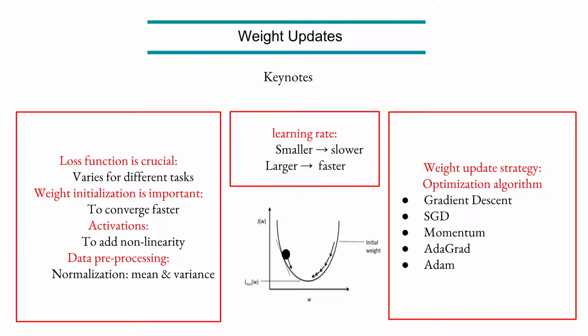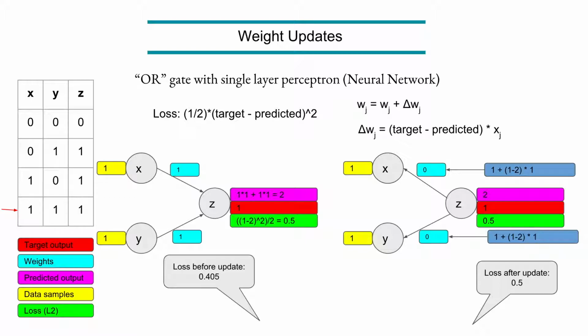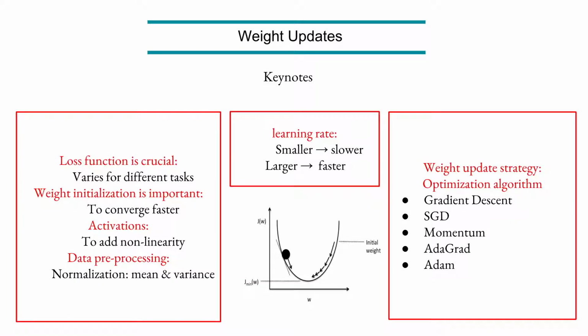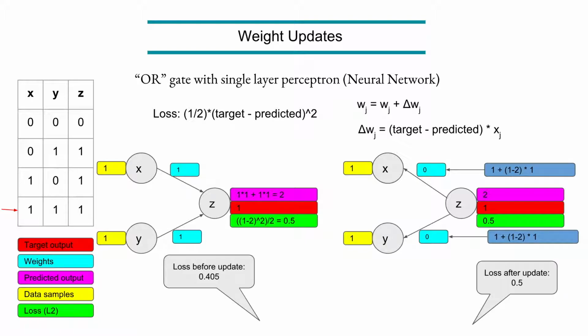And also activations are important. For example, in our previous example, if we add some kind of activations, that means if we add some kind of nonlinearity to our model, the loss can be a bit lower than this one.